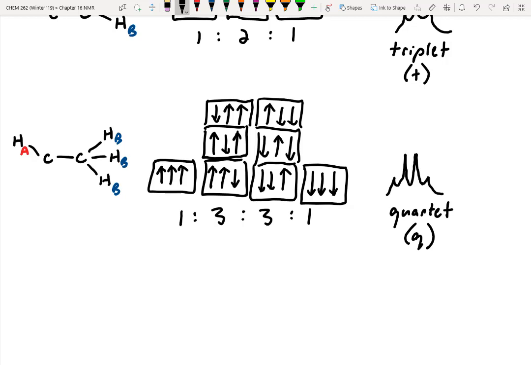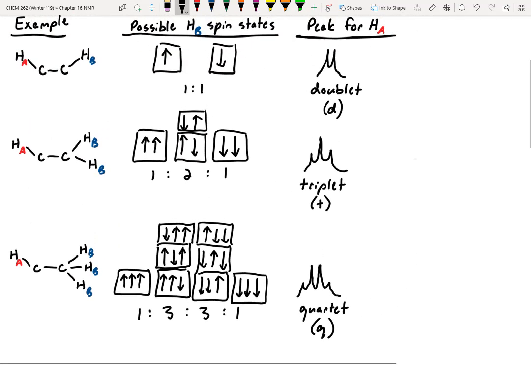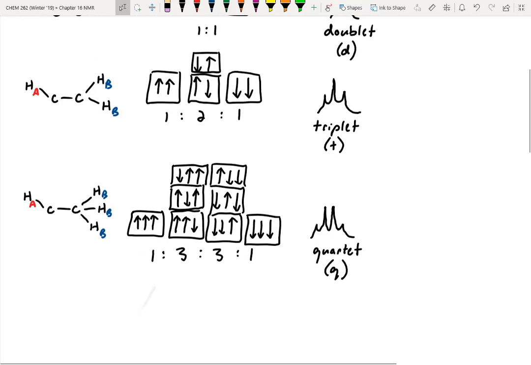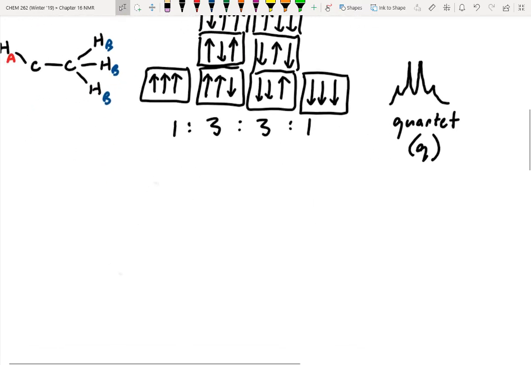Yep. So what happens if you have another carbon with 3 more protons coming out of it? Yeah, so you're asking what if we have more neighboring protons? All right, so let's take a look at the trend here. What do you think would happen if we had 4 neighboring HBs? What would the peak be called if we had 4 neighboring HBs? A pentet, right? The peak would be split into 5 peaks, right? So that leads us to the next trick that I'll show you. That's called the n+1 rule.